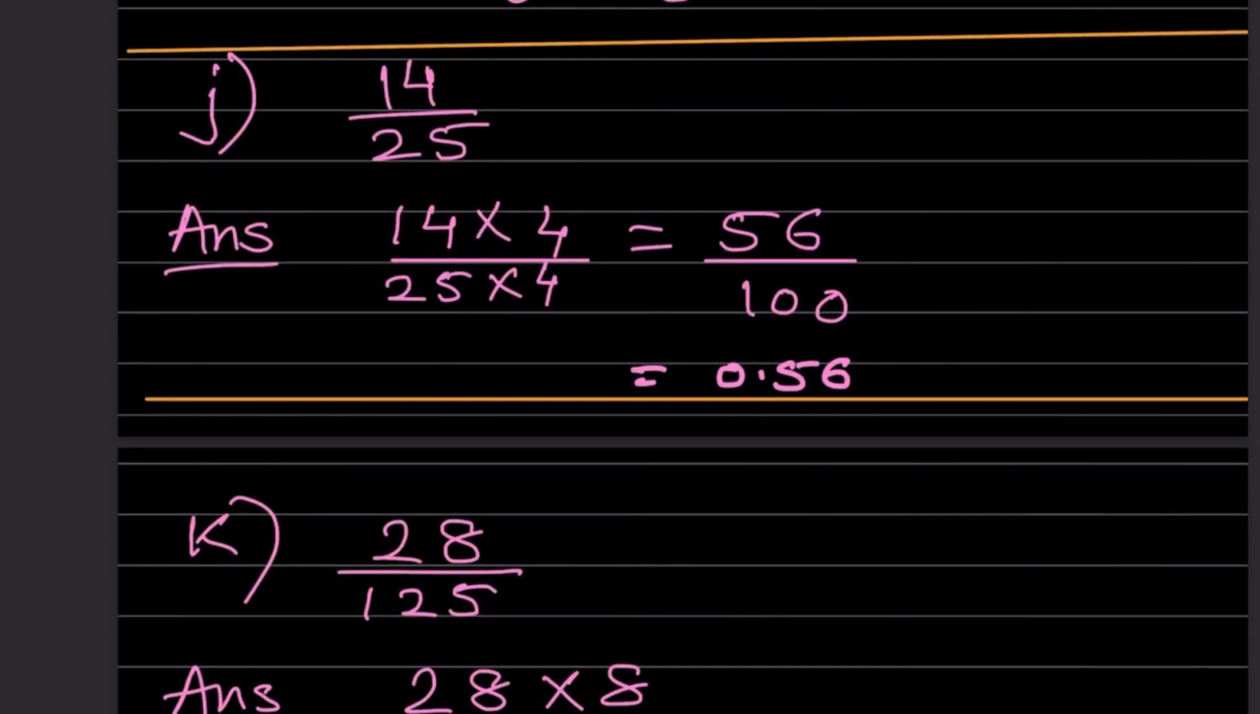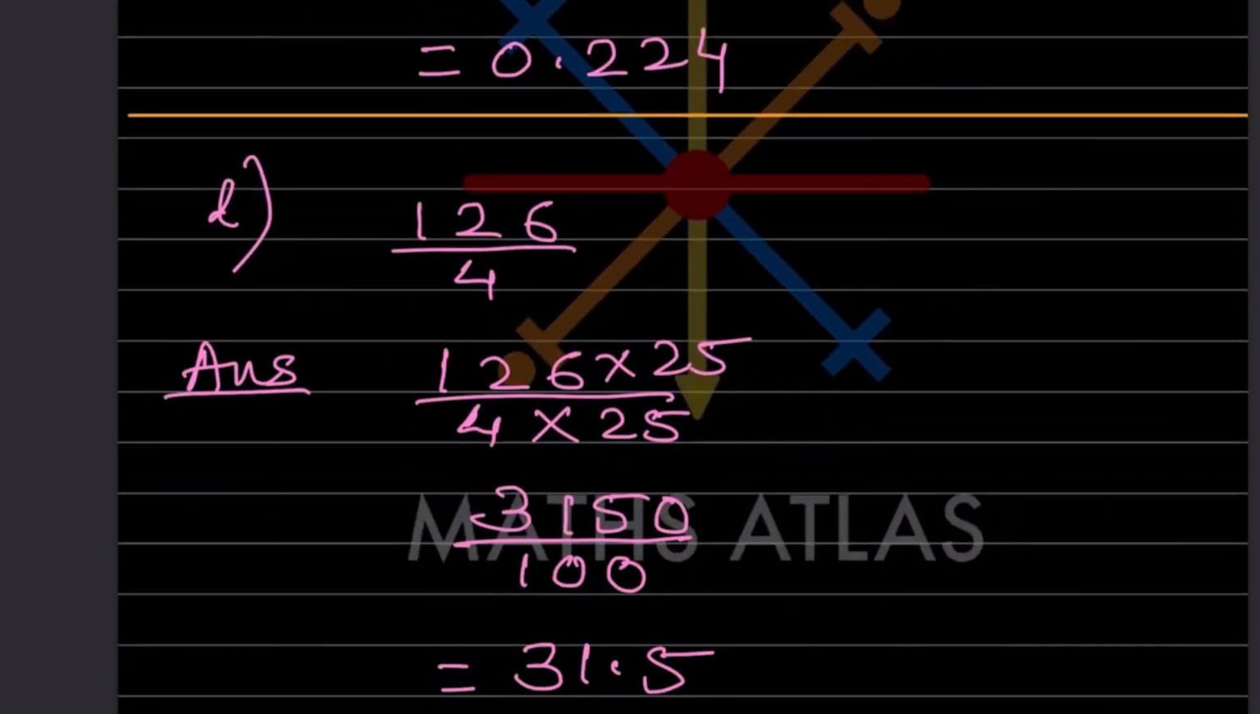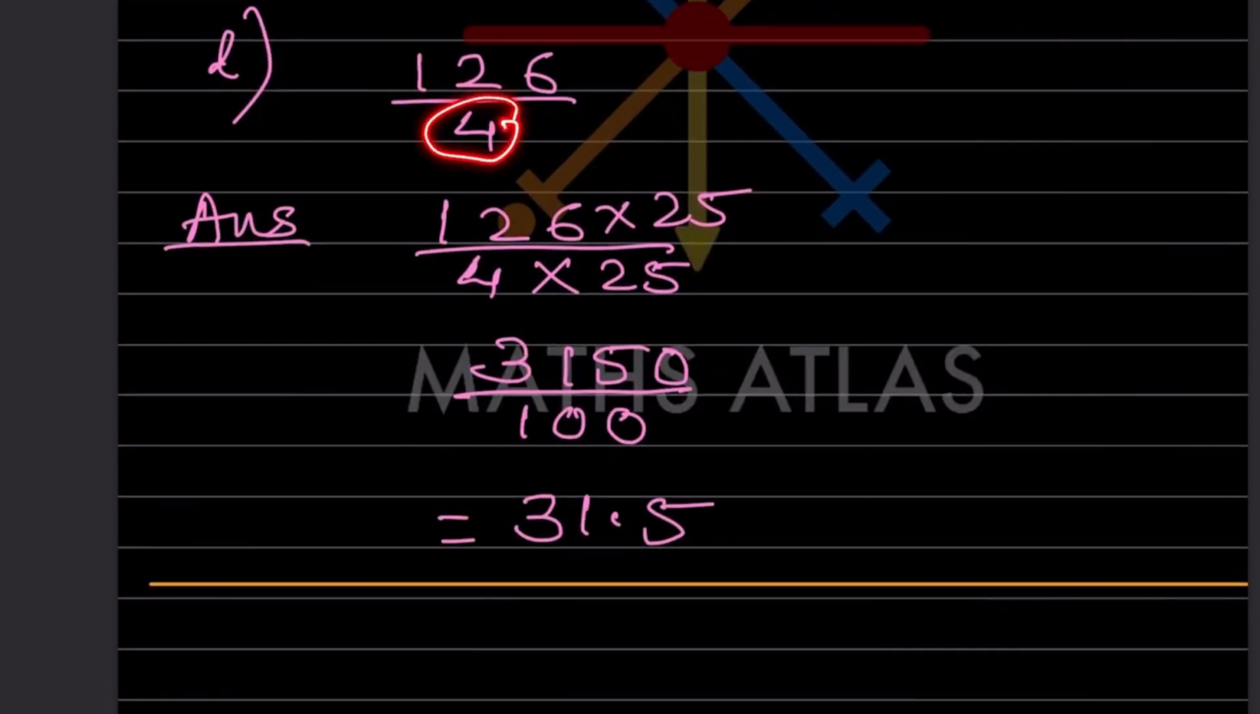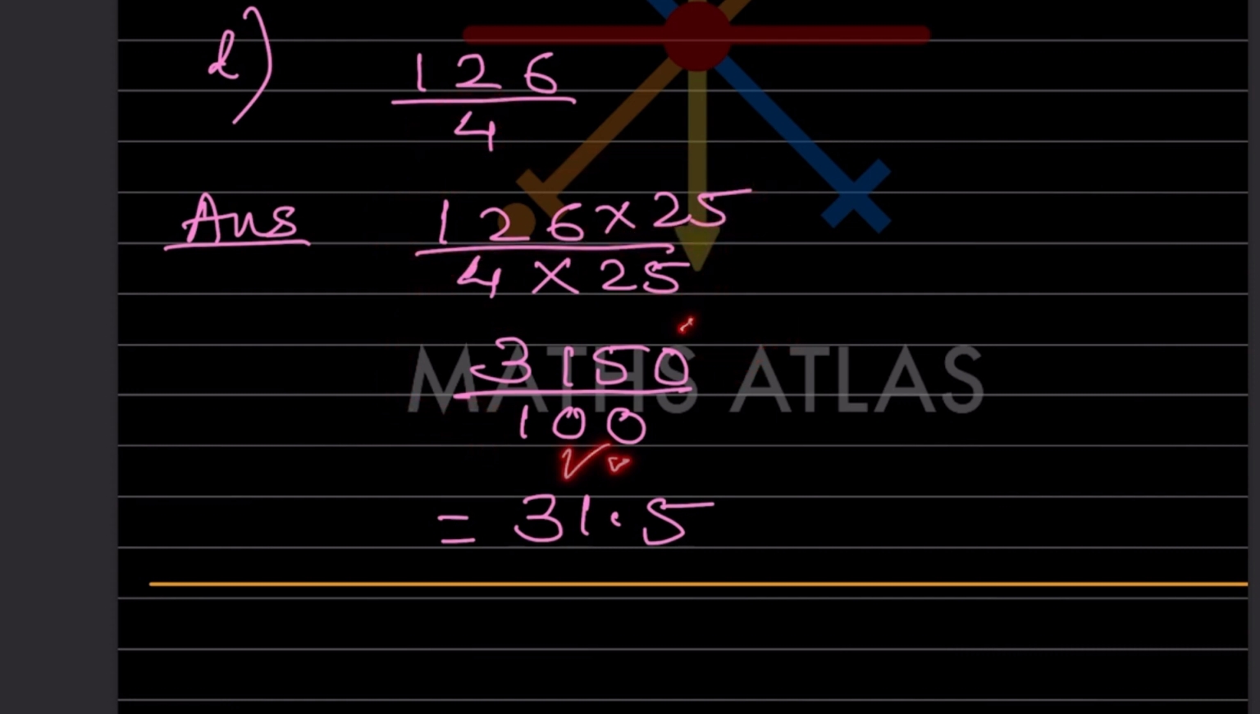Now look at here, same 25, we'll make it 200, so that is 0.56. See, this is 125 is there, so you are going to multiply by 8 here to make it to 1000. So multiply by 8 here, also multiply by 8. So this is going to be 224 and this is going to be 1000. So 0.224. Now look at here, this will be multiplied by 25. So this is going to be 100 and this also is going to be 3150. Or you can do one thing, you can cut this one there, so it will divide by 10, so that is going to be 31.5.